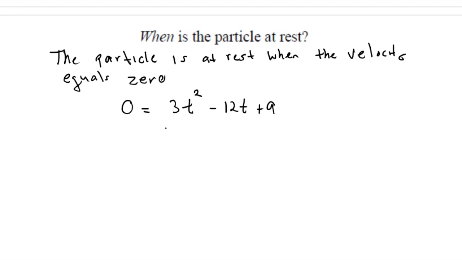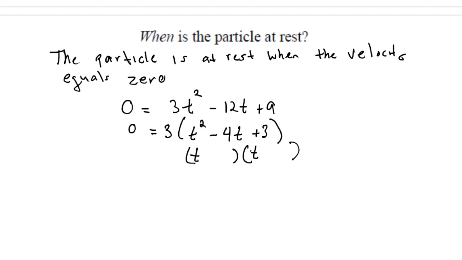So when I factor out a 3, it's going to be 3 times t squared minus 4t plus 3. And again, this equals 0. So it's 3 times this, and I can now factor this trinomial. I'm going to use reverse FOIL, right? What times what gives me t squared? Definitely a t and a t. And then what times what gives me 3, but adds up to -4? So we're going to go with -3 and -1, and that's going to equal 0.